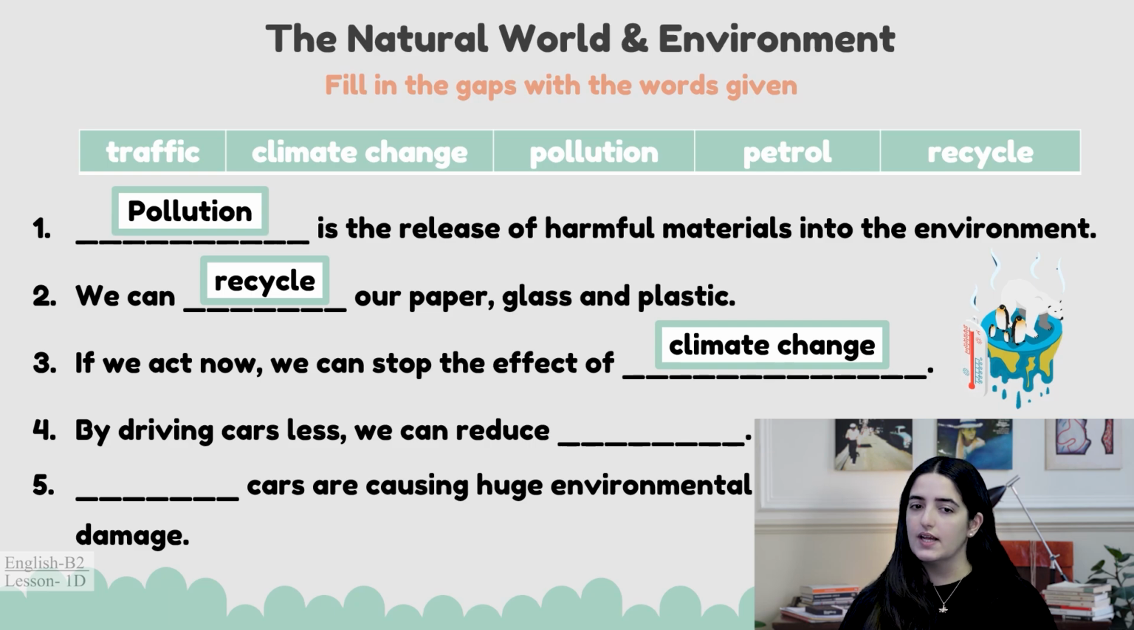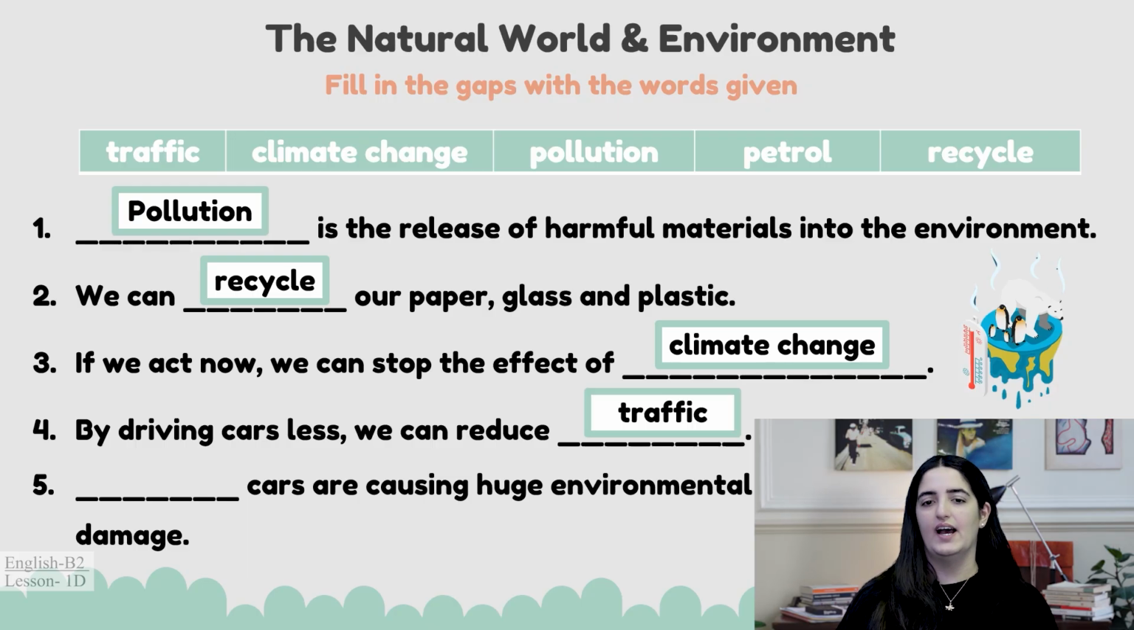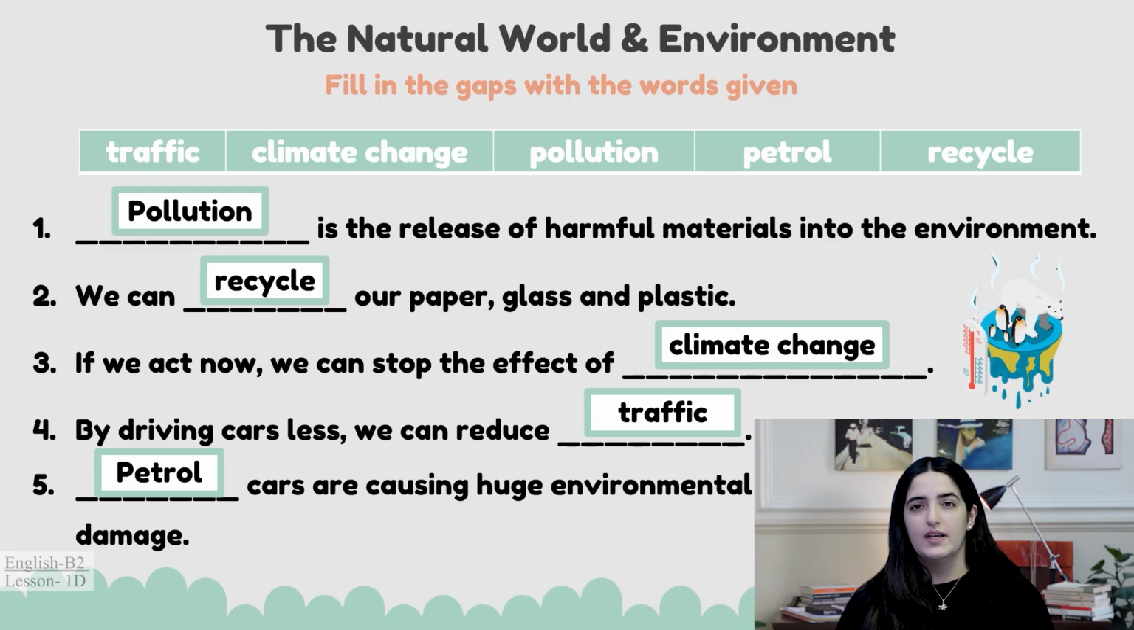Number four, by driving cars less, we can reduce traffic, of course. Oh, a lot of traffic in India, isn't there? I would know as well. So we want to reduce traffic because it's not good for the air, it's not good for noise pollution, and we need to cut that down. And finally, petrol cars are causing huge environmental damage. So petrol is sometimes what fuels the car, it's a type of gas, and that can cause a lot of damage. Okay, well done. You learned so many words. I hope it's not too many for you to keep in your brain, but we're going to practice them with our grammar rule next.